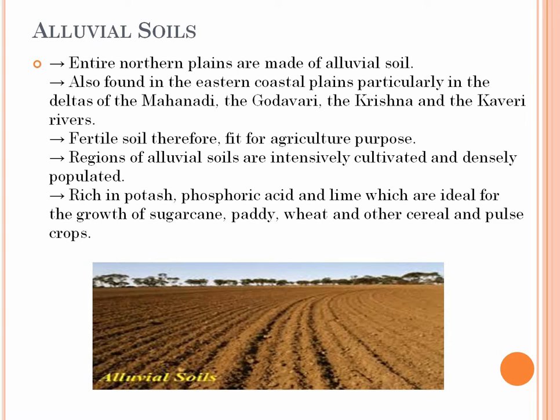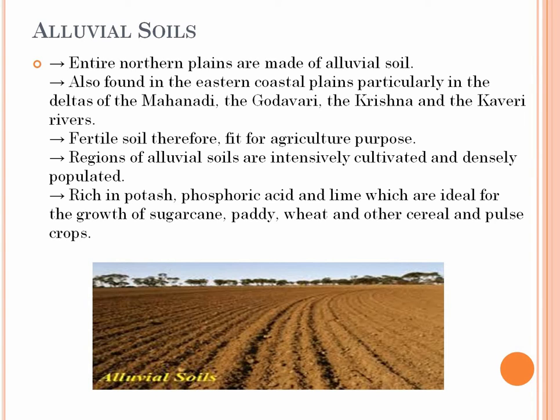Also found in the eastern coastal plains. I told you Mahanadi, Krishna, Godavari, Kaveri, which rivers flow and bring the alluvial soil to the coastal area. From Orissa, Andhra Pradesh, Tamil Nadu, you can see the alluvial soil in the coastal area. Tanjavur Delta, so there the alluvial soil is more and it is fertile land.